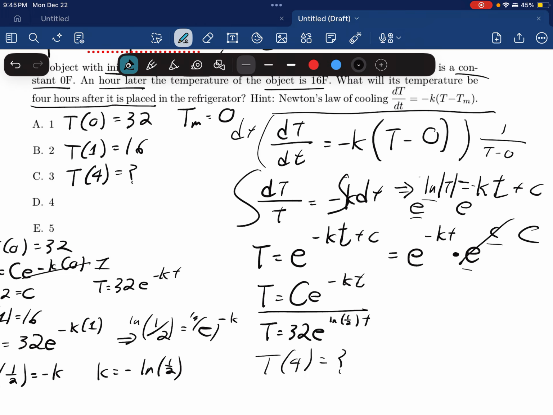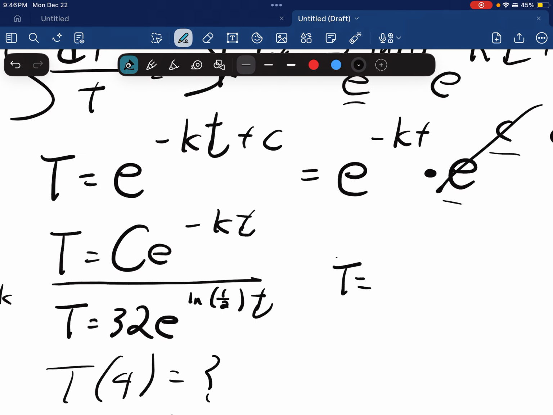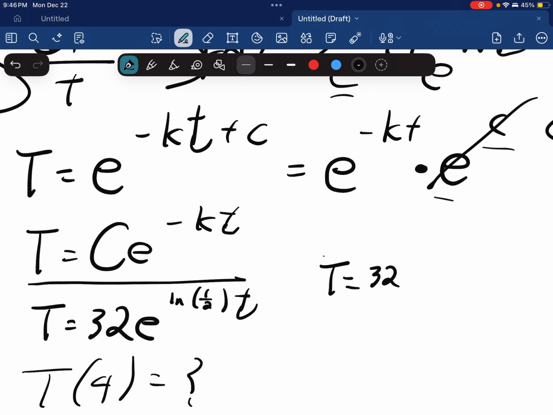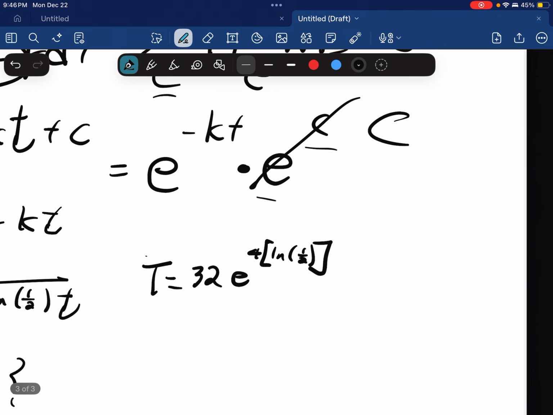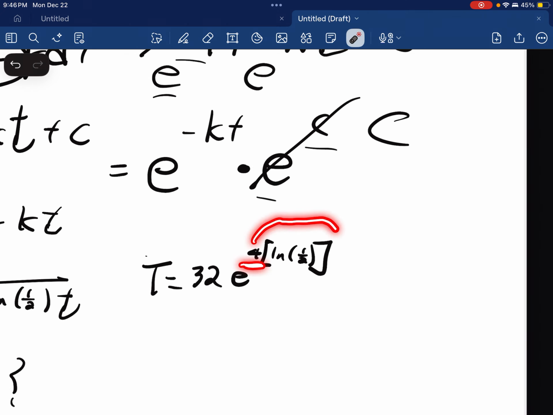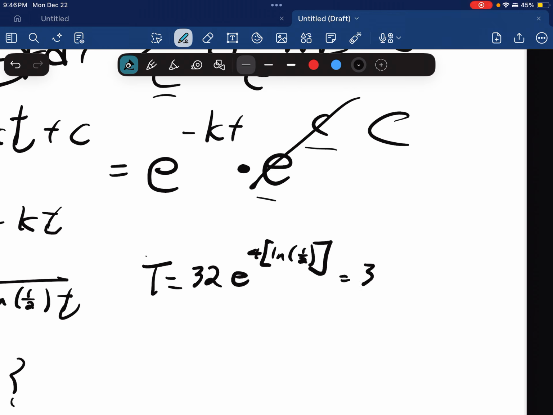So what is T of 4? That means that t is equal to 4. So T is equal to 32 e to the 4 times natural log of 1/2. Remember our natural log rules. If we have a constant multiplier, that can just be rewritten as the power. This is one of the most useful natural log rules. So we can rewrite this as 32 e to the natural log of 1/2 to the 4th.